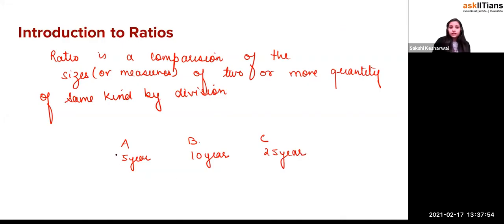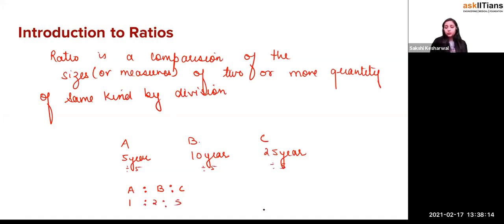So what is the ratio of A, B, and C? If you do the comparison, you can write A ratio B ratio C as what? Divide this by 5, this by 5, and this by 5. So this will be 1 ratio 2 ratio 5.